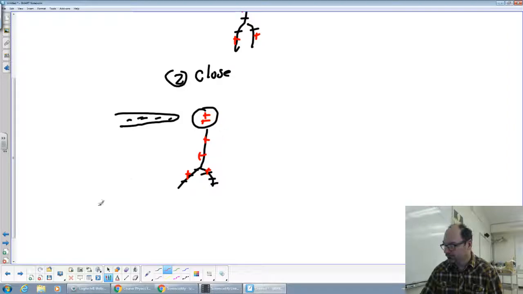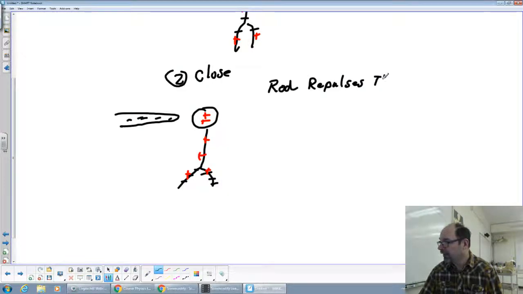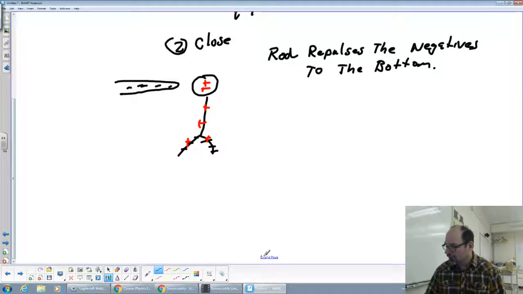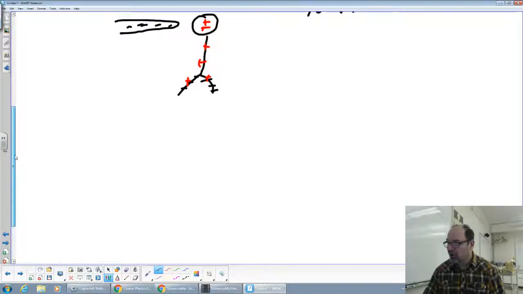So the rod repulses the negatives to the bottom. Okay, so now if I bring this in contact, these are going to flow onto the scope because there's extra positives here that they're going to be attracted to. Okay, these are repulsed away. So contact happens.